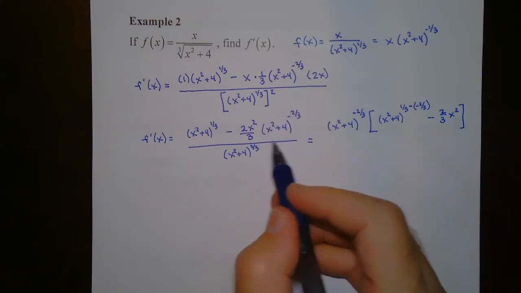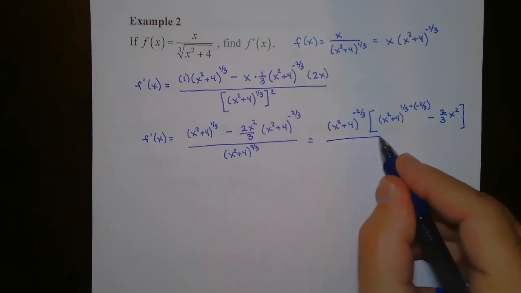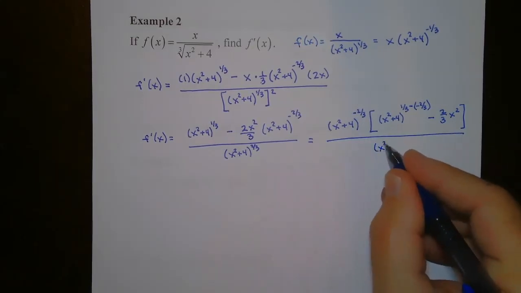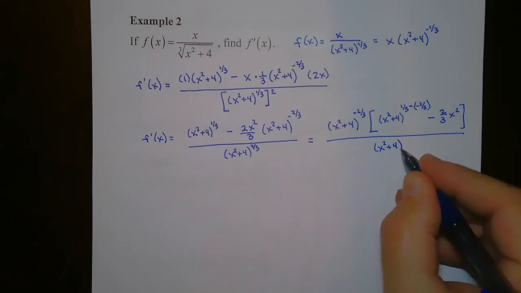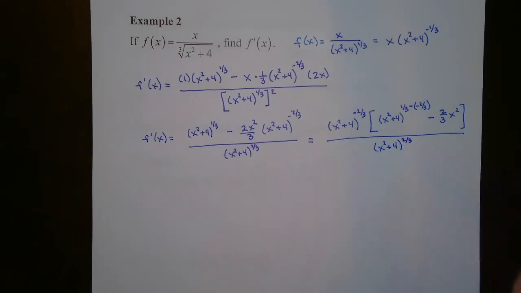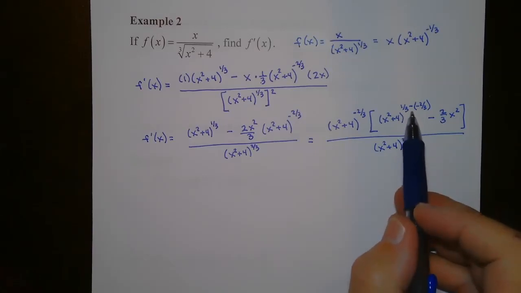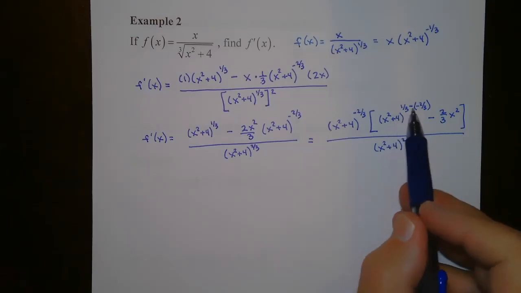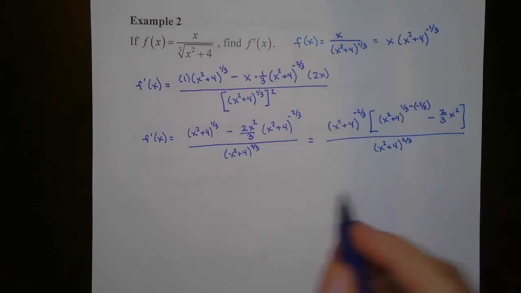Because that whole part got factored out. And then all over this x squared plus 4 raised to the 2/3 power. Okay, so we still got to clean this up. Now you may have already realized this is 1/3 plus 2/3. This is 3/3. So this is just a power of 1, right?